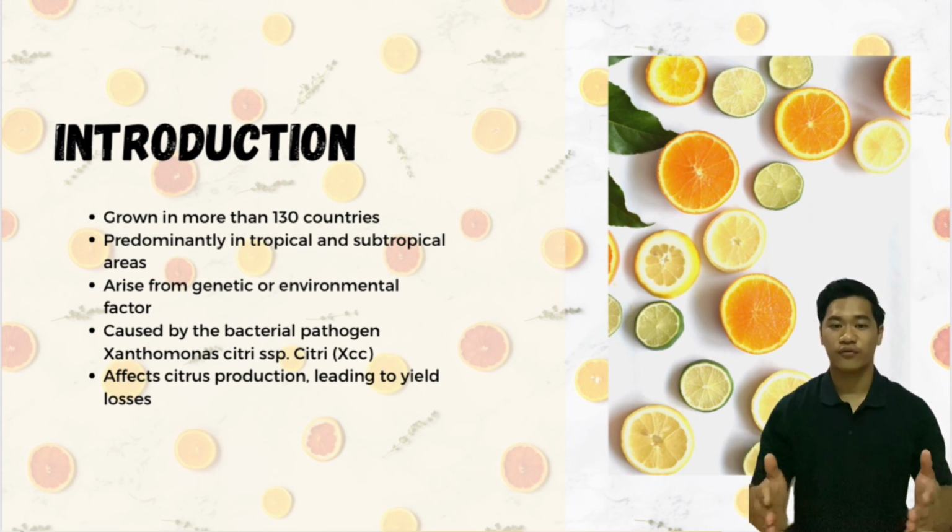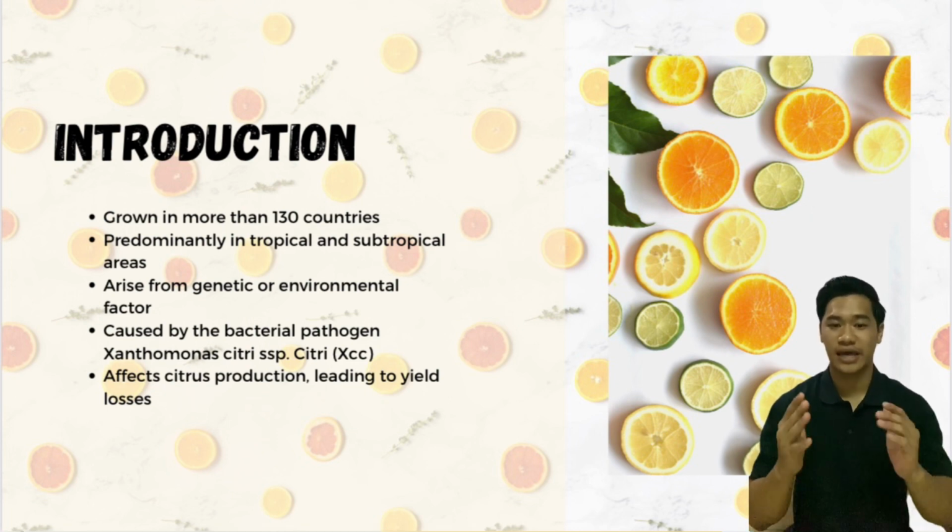Citrus is one of the most important fruit crops and it's grown in more than 130 countries, predominantly in tropical and subtropical areas. The healthy progress of the citrus industry has been seriously affected by biotic and abiotic stresses. Several diseases such as canker and huanglongbing rigorously affect citrus plant growth, fruit quality and yield.